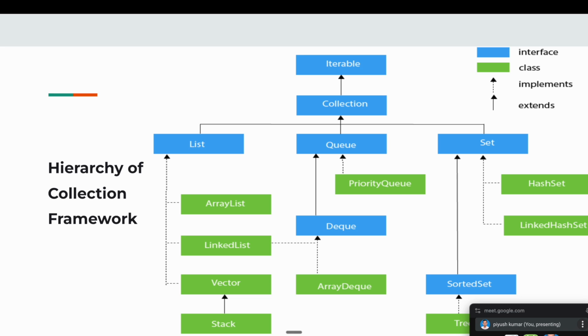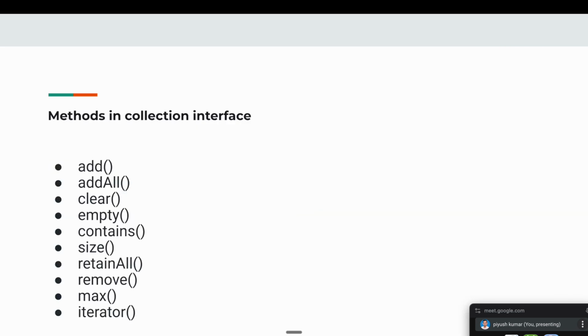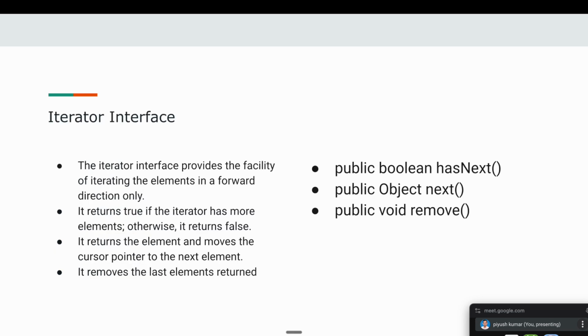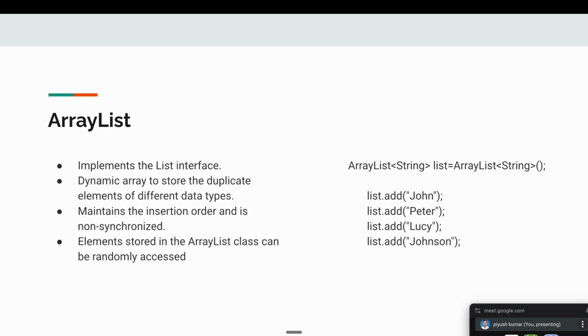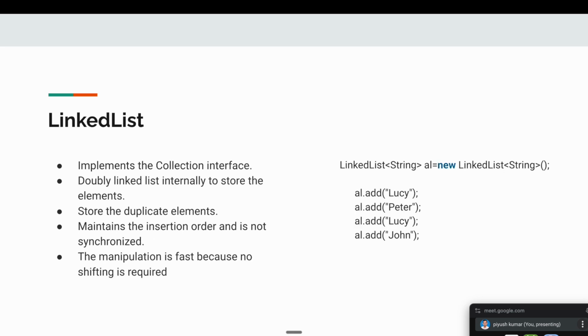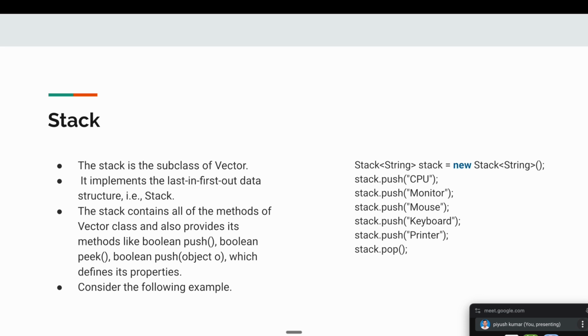So we discussed the hierarchy of the collections framework, then the methods in the collection interface, then what is the iterator interface, and thereafter the list interface and the implementation classes. There are multiple implementation classes for the list interface. In the last session, I discussed ArrayList, LinkedList, Vector and Stack. So till Stack, I had discussed in the last class. In today's session, I'll be discussing after Stack.